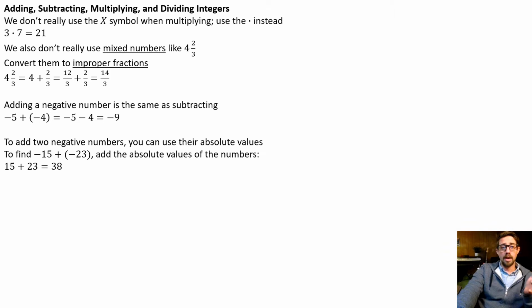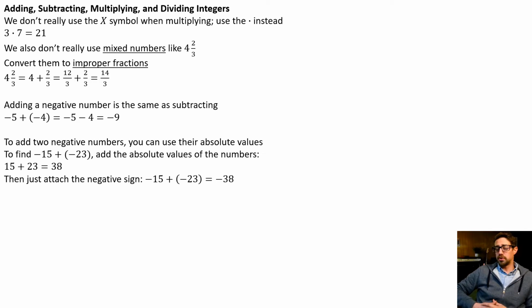15 plus 23 is 38. Pretty simple. But then you think, wait a minute, that wasn't even the problem. It was -15 plus -23. So then you just make your answer negative. You just know that your answer is going to be negative. A negative plus a negative is always going to be negative. It's going to be more negative, in fact, right? So you're essentially using addition of the positive versions of the numbers. It's just that you're getting a negative number.